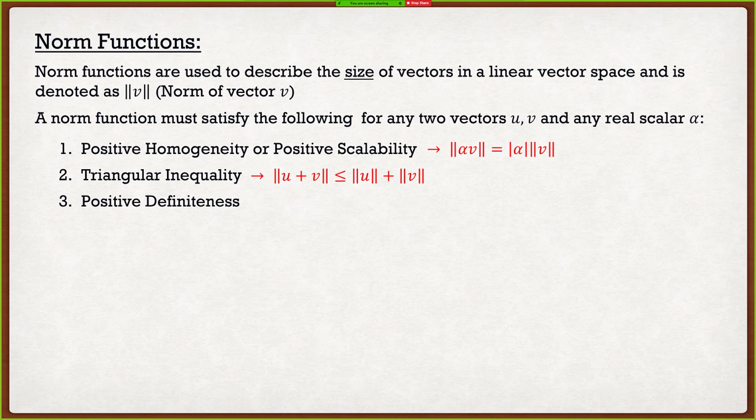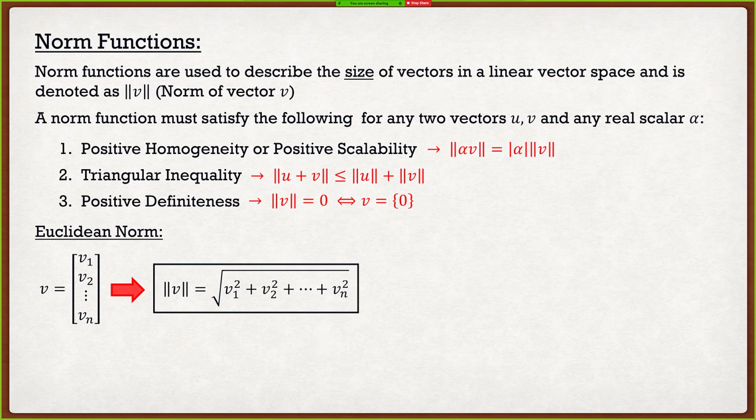Now, what you guys will see is there's actually a lot of different types of norm functions that satisfy these three properties. But the one that we're going to be interested in is what we call the Euclidean norm. As you are going to see later, we are dealing with a Euclidean vector space, so therefore we are dealing with the Euclidean norm. But that's good because the Euclidean norm is the one that you guys are most familiar with.